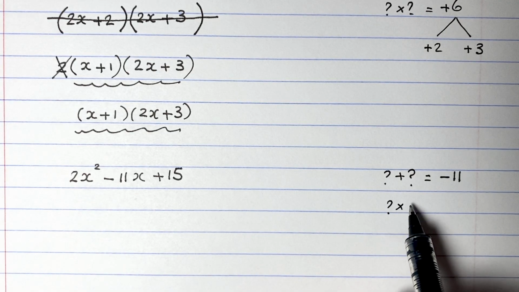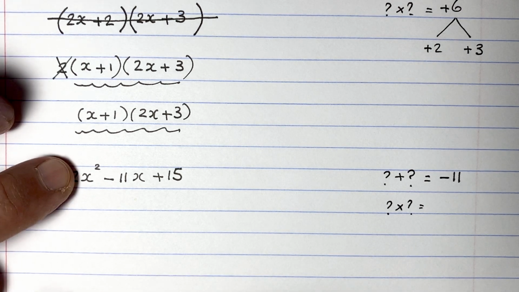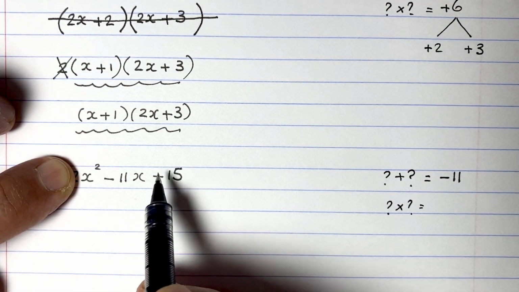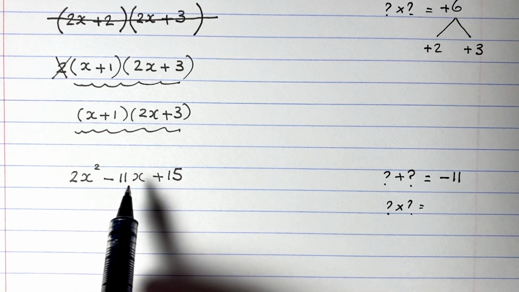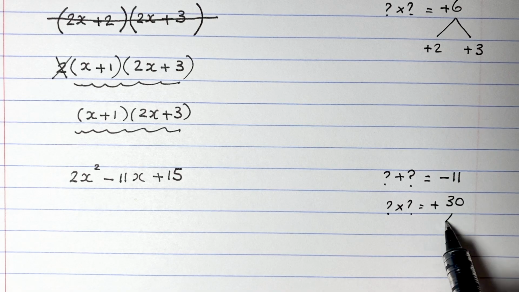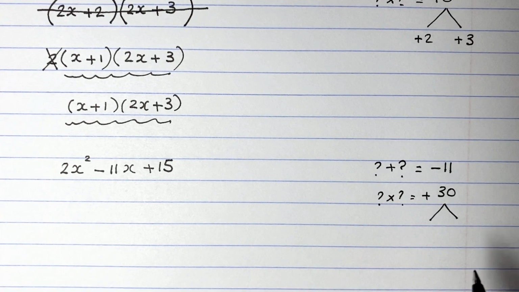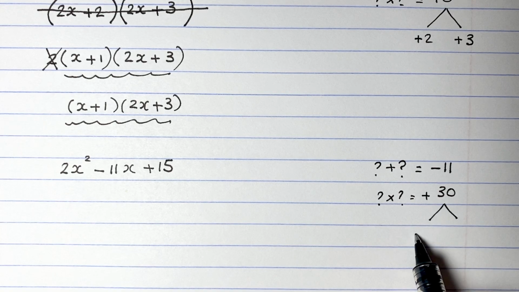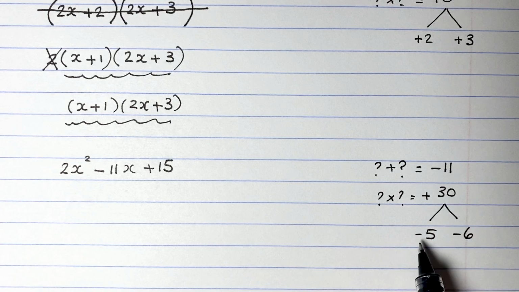And times to give me, remember, there's a number here. If it was a number here, we just pick up plus 15. With a number here, you have to times them. So 2 times plus 15 is plus 30. Two numbers that times to give me plus 30 and add up to minus 11. It must be minus 5 and minus 6. Minus times minus is plus, 5 times 6 is 30, minus 5 and minus 6 makes minus 11.